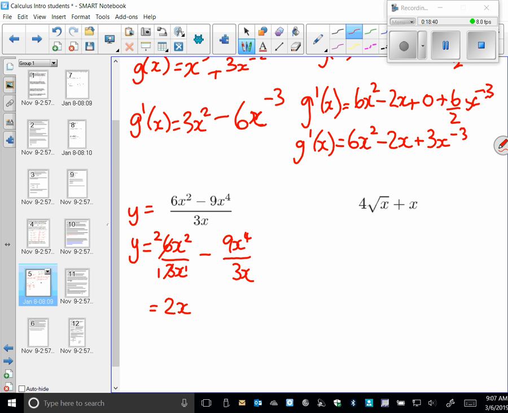Like that. This is still 1. And we're going to do a similar thing now with the other term. So we've got 9 and 3. So this becomes 3 and 1. And again, we've got x to the 4 over x to the secret 1, which would be x to the 3. So we've got take away 3x to the power of 3.